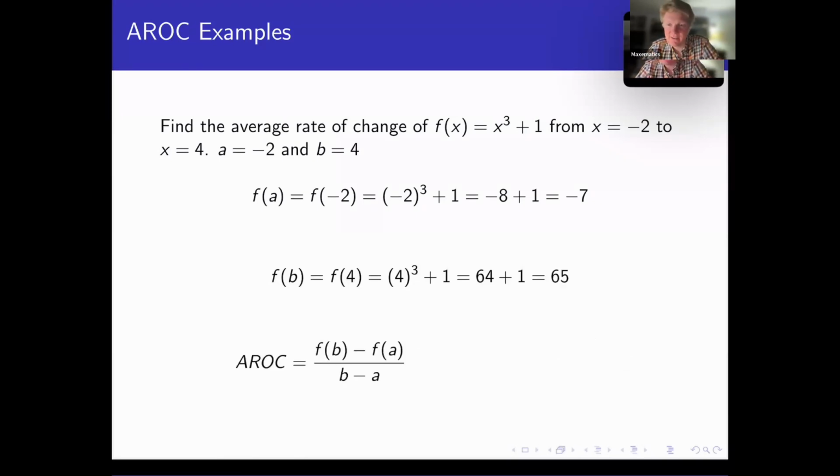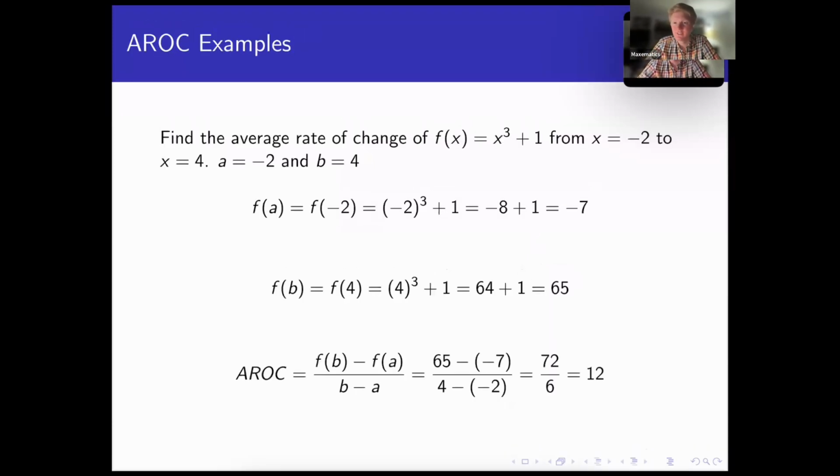f of b minus f of a over b minus a. Well, we got f of b right here. We got f of a right here. And we have a and b right here as well. Bunch of minus minus plus, 72 divided by 6 is 12. Average rate of change. Not anything super crazy.